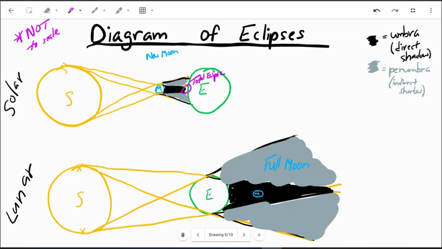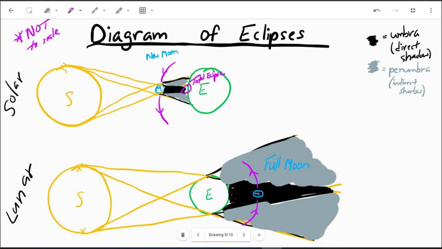So a lunar eclipse happens when the moon is in the umbra of the Earth, moving in its counterclockwise orbit. Should add that in too. All right.